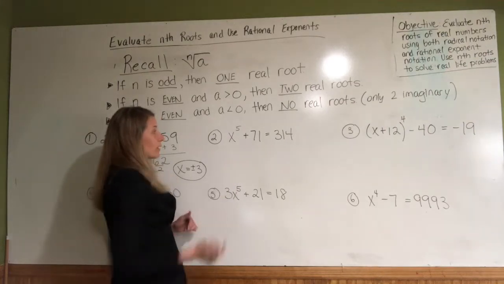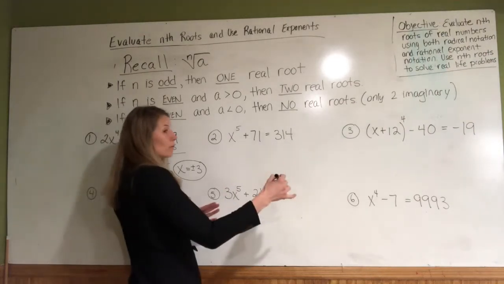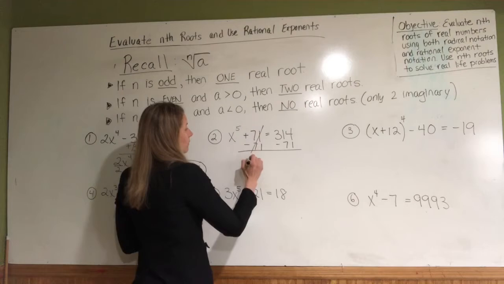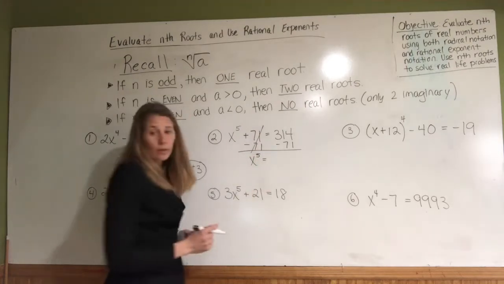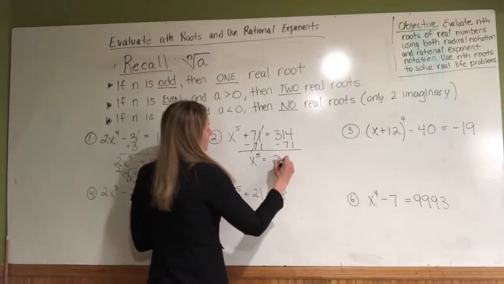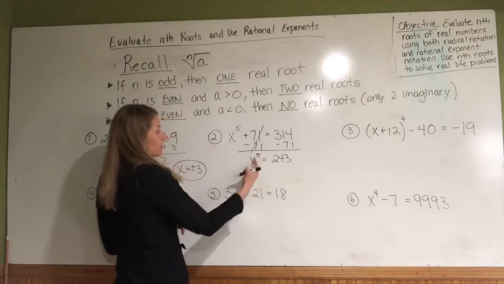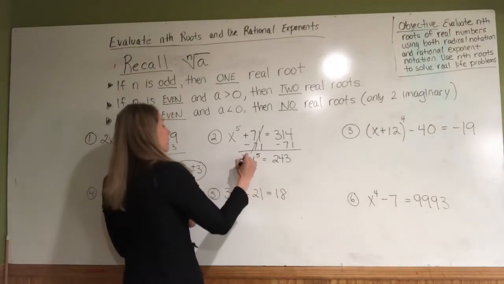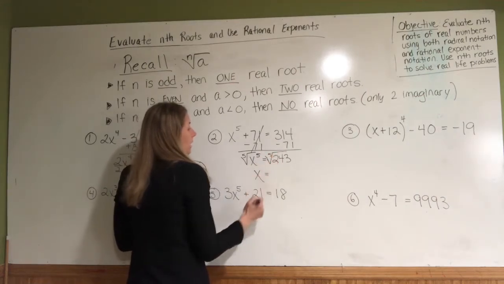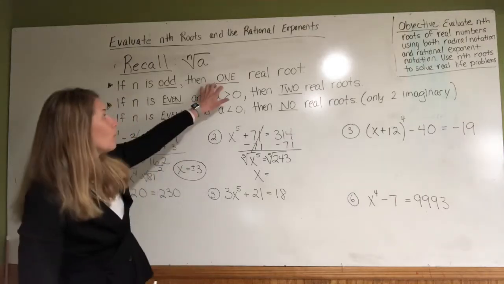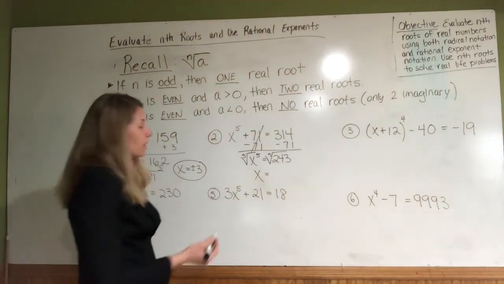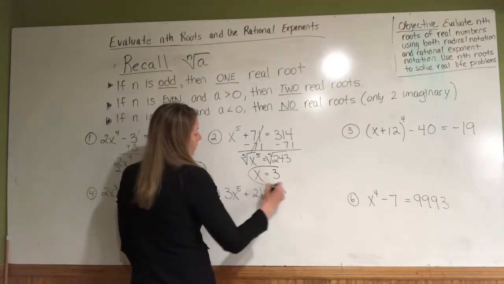All right, so for number 2, we want to get this x by itself here. So again, we're going to move everything to the other side using inverse operations. So we're subtracting that 71. 314 minus 71, we have 243. And then of course the opposite of raising something to the 5th power would be doing the 5th root. So that's what we're going to do to get that x all alone. And this time we have an odd root, so we know we're only going to have one real answer. So the 5th root of 243 is just positive 3.